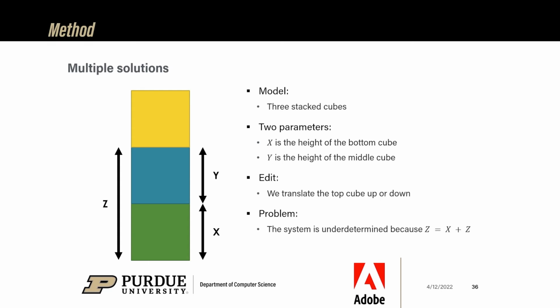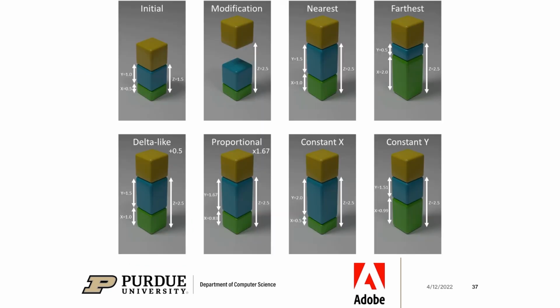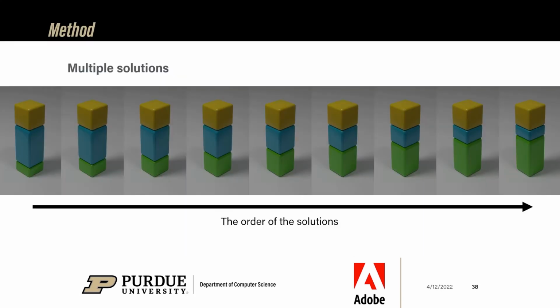Following will be examples of configurations recommended by our system if we move the top cube up. In these slides, we show that our system can detect when an edit is underdetermined and can make various recommendations, all of which satisfy the edits in a different way. Additionally, our system is able to cluster and order solutions together in order to make it more predictable for the user when reviewing different solutions.